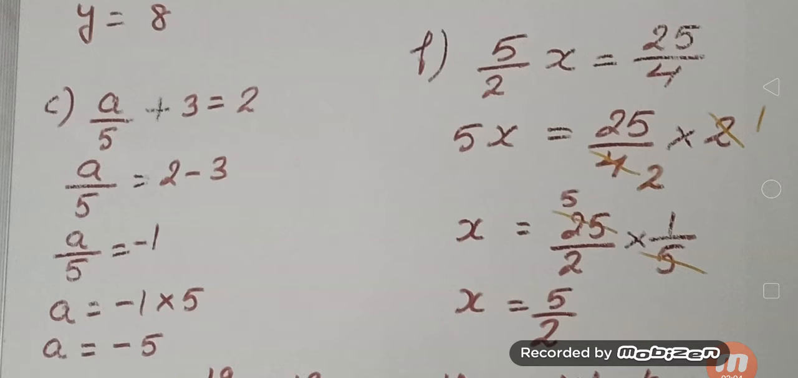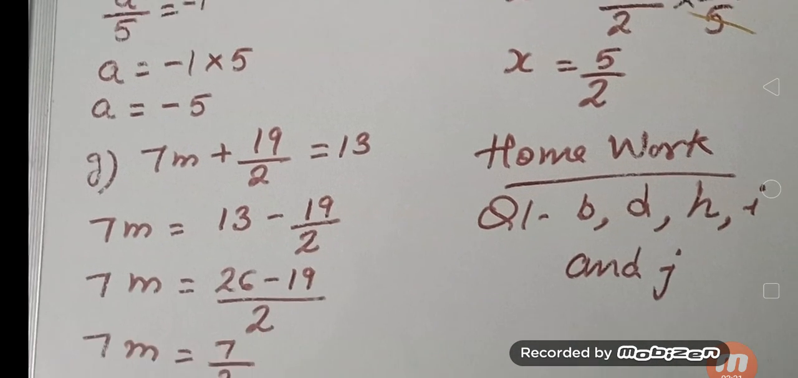25 upon 2. Now again from the left hand side we will take this 5 towards the right hand side, because it is multiplying on the left hand side, so on the right hand side it will divide. So again we will multiply with its reciprocal, because we are dividing a fraction. So 25 upon 2 into 1 upon 5. So 5 will divide this 25 by 5 only. So what is left? 5 by 2. So the value of variable x is 5 by 2.